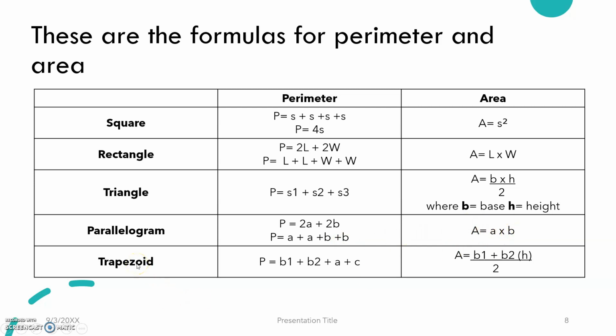Next, lastly, for trapezoid, we have P equals B1 plus B2 plus A plus C, while sa area naman, we have A equals B1 plus B2 times H divided by 2. So, ito yung mga formulas na dapat nating tandaan kapag magsosolve tayo ng perimeter and area.